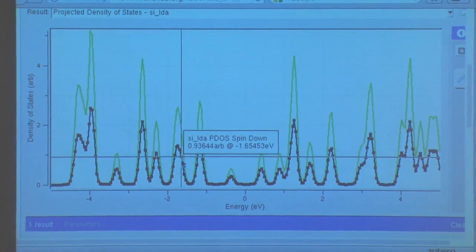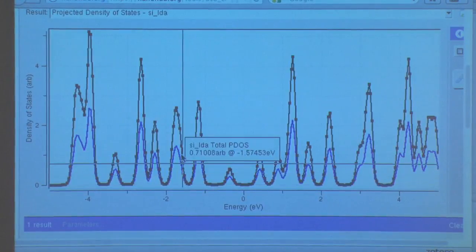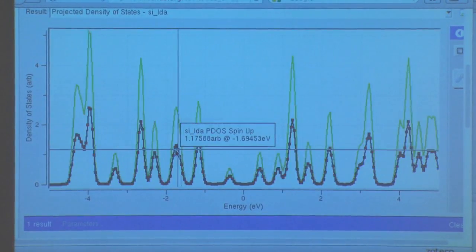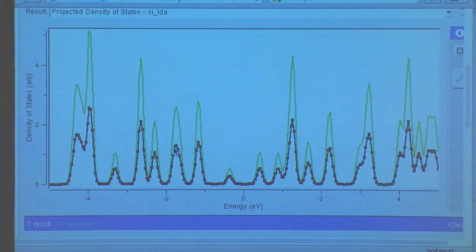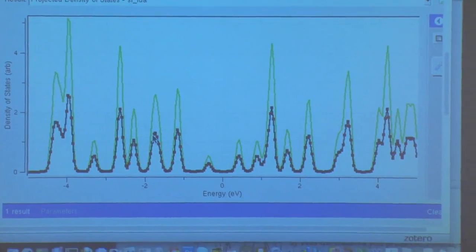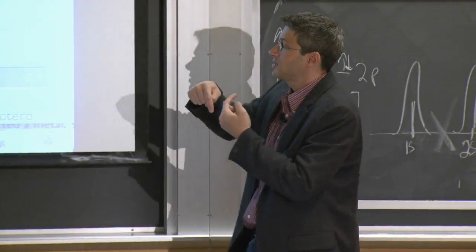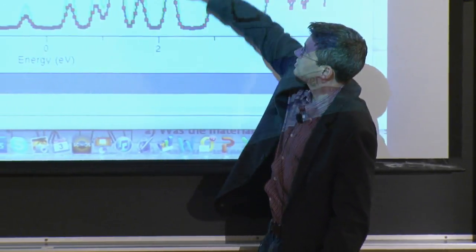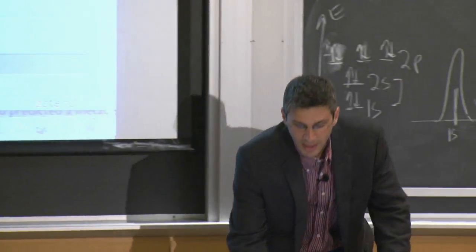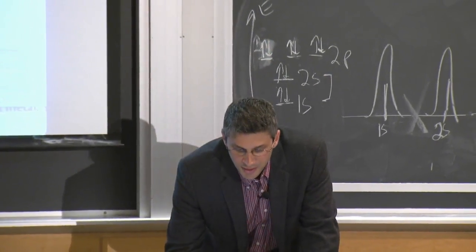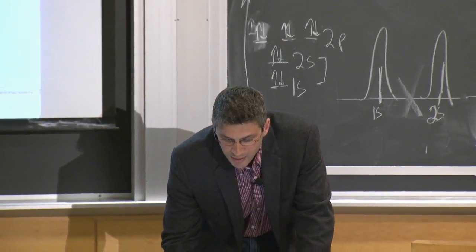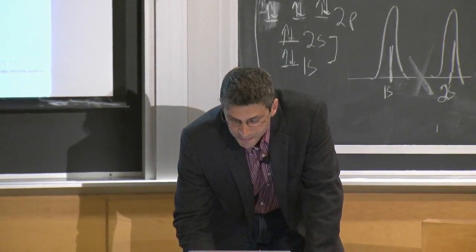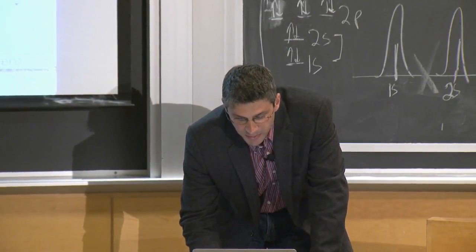And look at this. Spin down, you can't see it because there's some spin up in there. They're exactly on top of each other. What does that mean? All the spin up electrons, when they're paired with spin down, have the same energy. They have the exact same position on this, and they lead to this total DOS here. They just add up. If I did silicon with spin polarized off, the answer would be exactly the same. So there was really no need to do it with spin polarized, but it's the default.